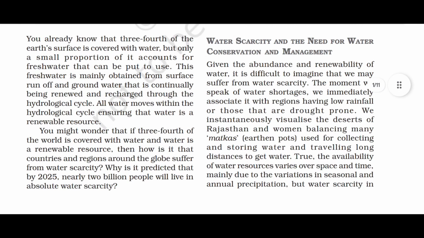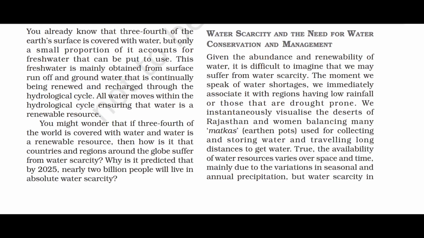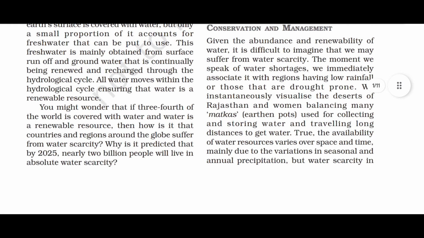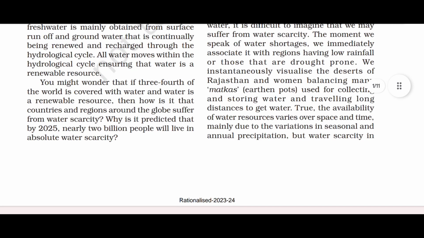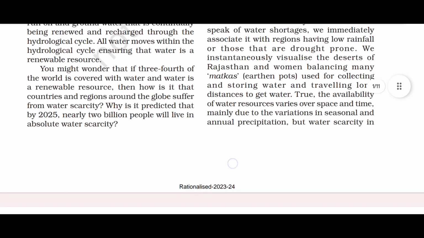We know that 3/4 of the earth's surface is covered with water, but only a small proportion of it accounts for fresh water that can be put to use. This fresh water is mainly obtained from surface runoff and groundwater that is continually being renewed and recharged through the hydrological cycle. All water moves within the hydrological cycle, ensuring that water is a renewable resource.